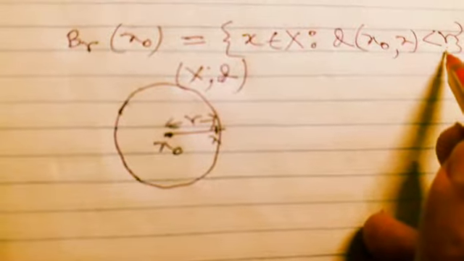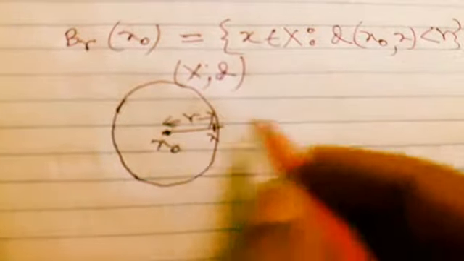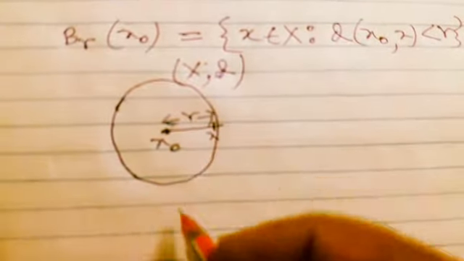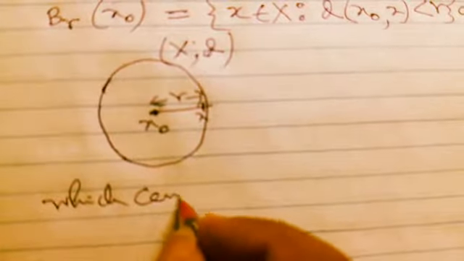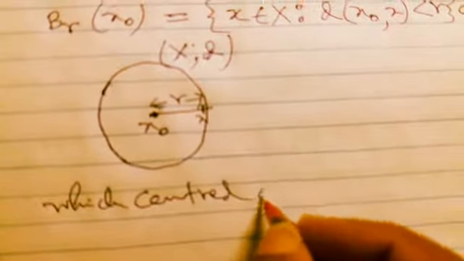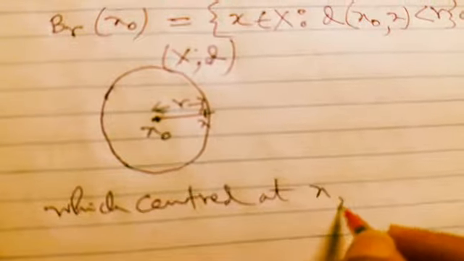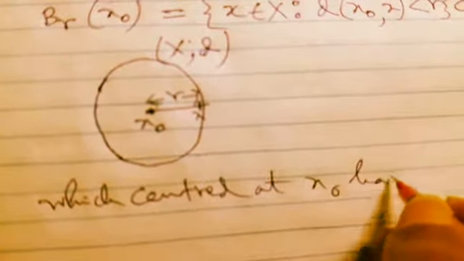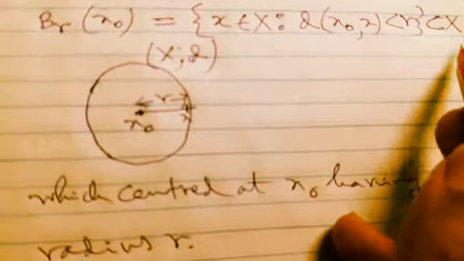It is centered at x0, having radius r. This is the way.